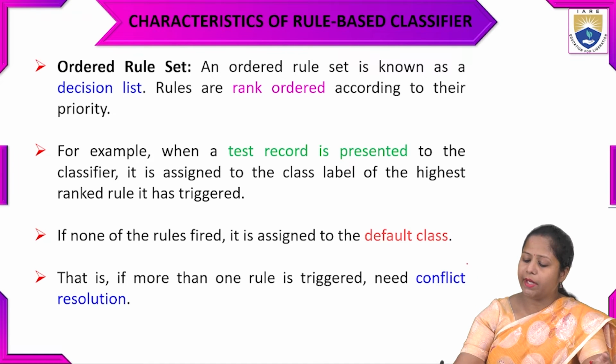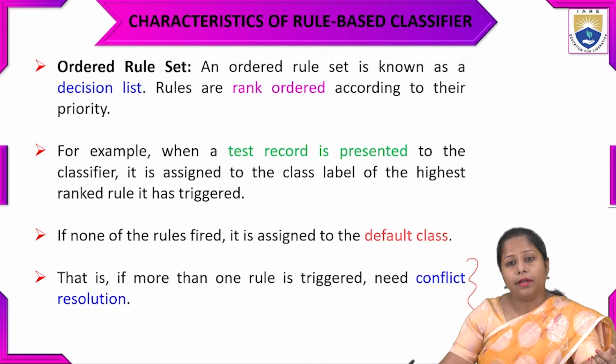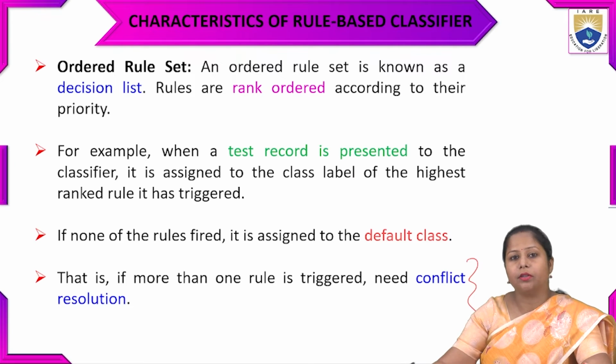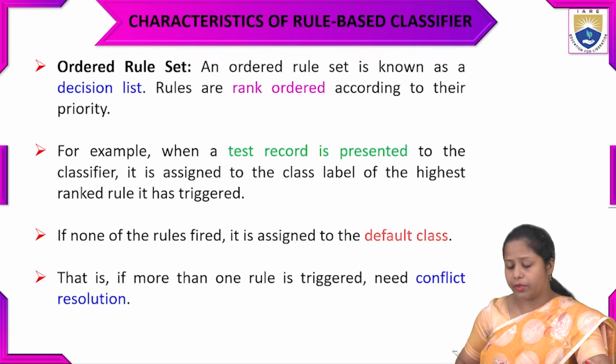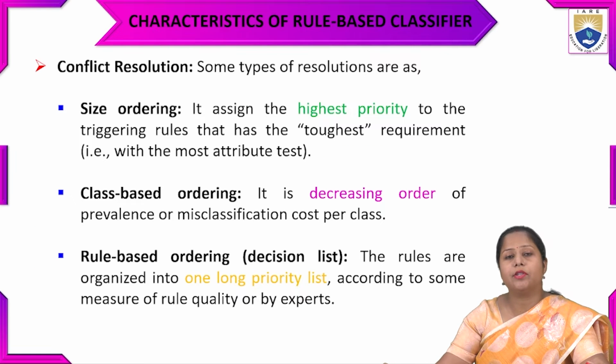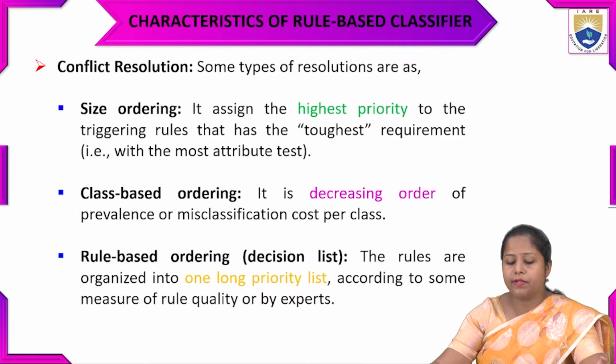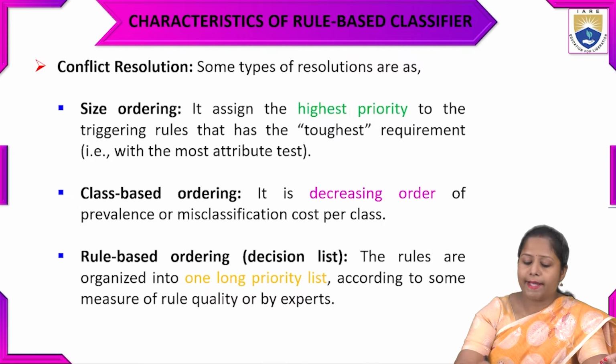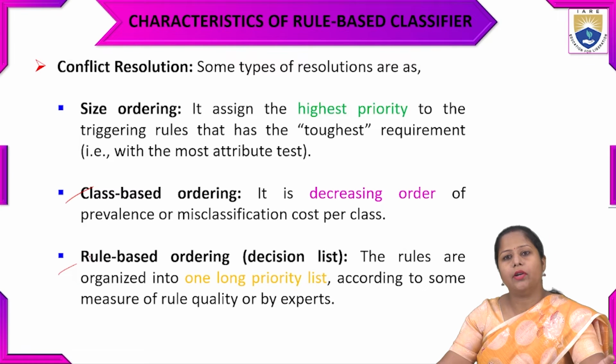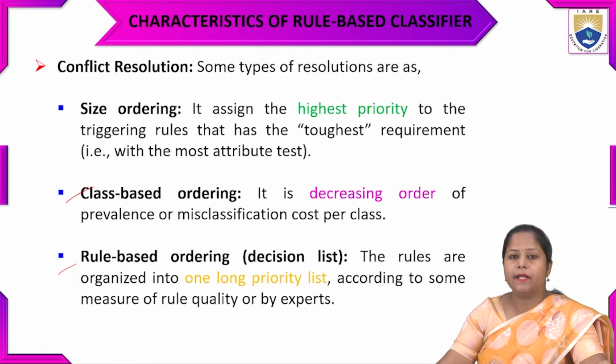If more than one rule is triggered, that is, the rules are not mutually exclusive, then we use conflict resolution. So what is conflict resolution? Conflicts can occur and we have to resolve them. The types of resolution are size ordering, class-based ordering, and rule-based ordering. Rule-based ordering is nothing but the decision list.